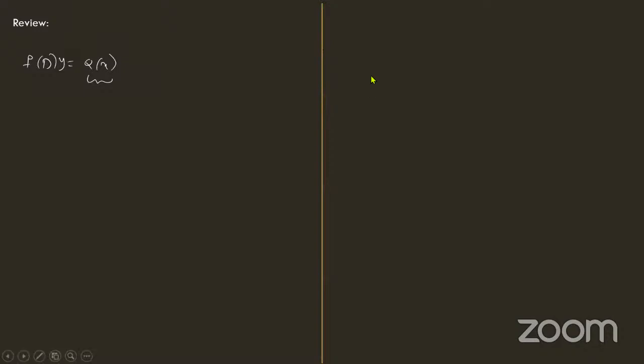When this right hand side function Q of x is an exponential function of this kind, you know how to find out the particular integral. So it is this idea.